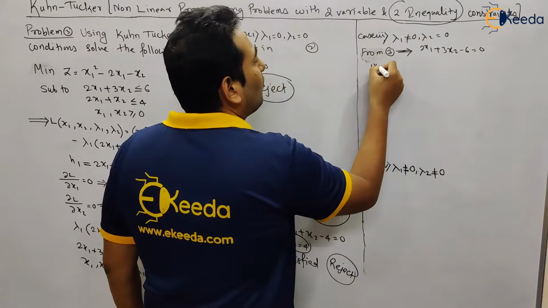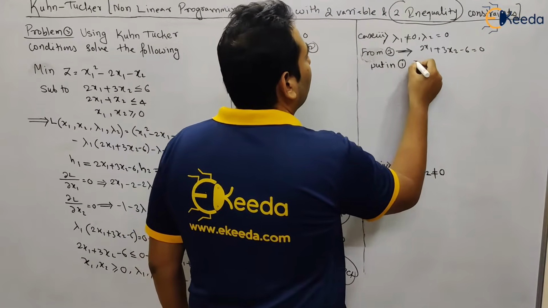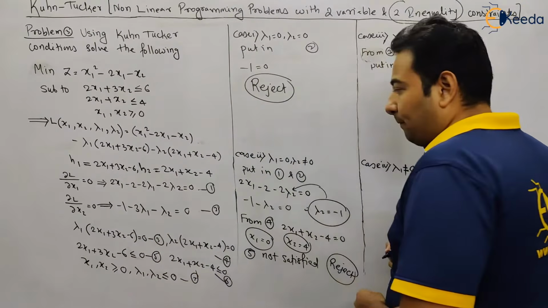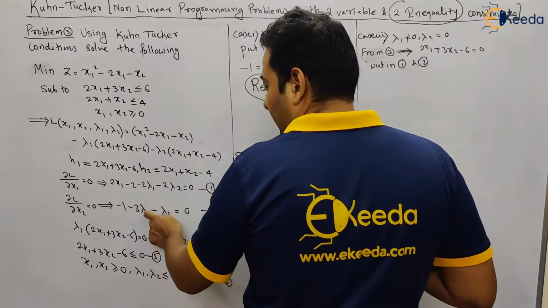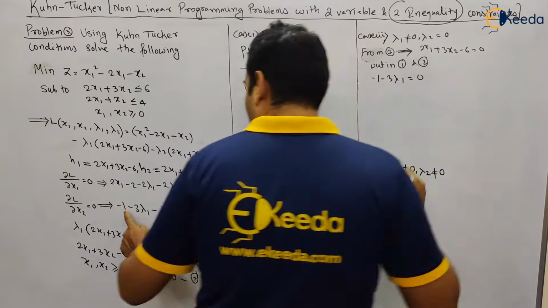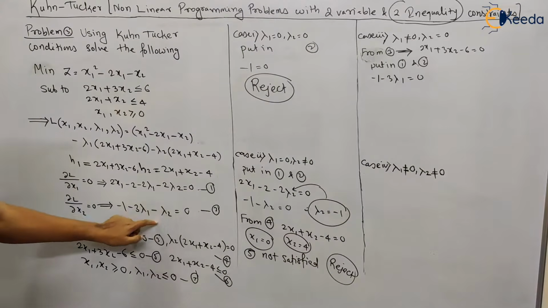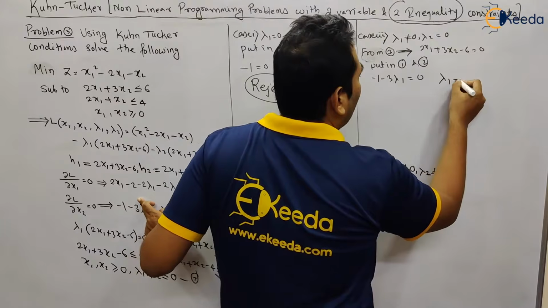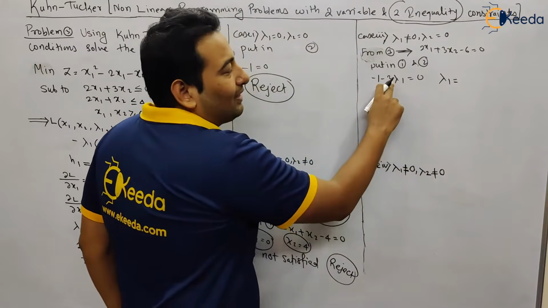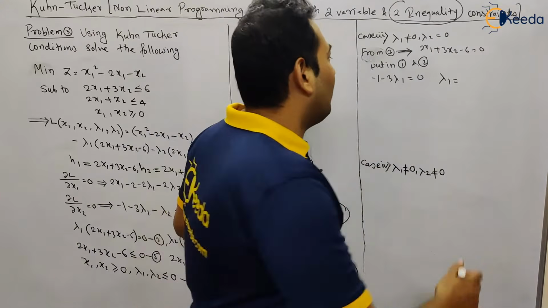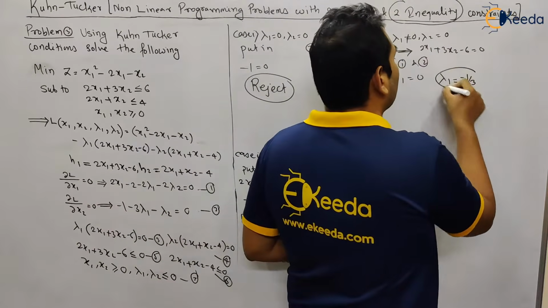Lambda 2 equal to 0, put in 1 and 2. So if I put in 1 and 2, lambda 2 equal to 0, this will be minus 1 minus 3 lambda 1 equal to 0, because lambda 2 is equal to 0. And from this, I'm going to get the value of lambda 1. See here, minus 3 lambda 1 will go to that side, will become 3 lambda 1. So lambda 1 value is minus 1 by 3.